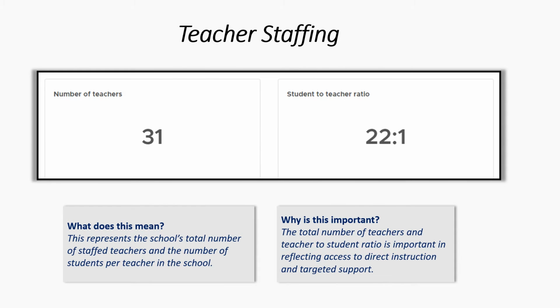Teacher staffing. What does this mean? These numbers represent the school's total number of staffed teachers and the number of students per teacher in the school. Why is this important? The total number of teachers and teacher-to-student ratio is important in reflecting access to direct instruction and targeted support.